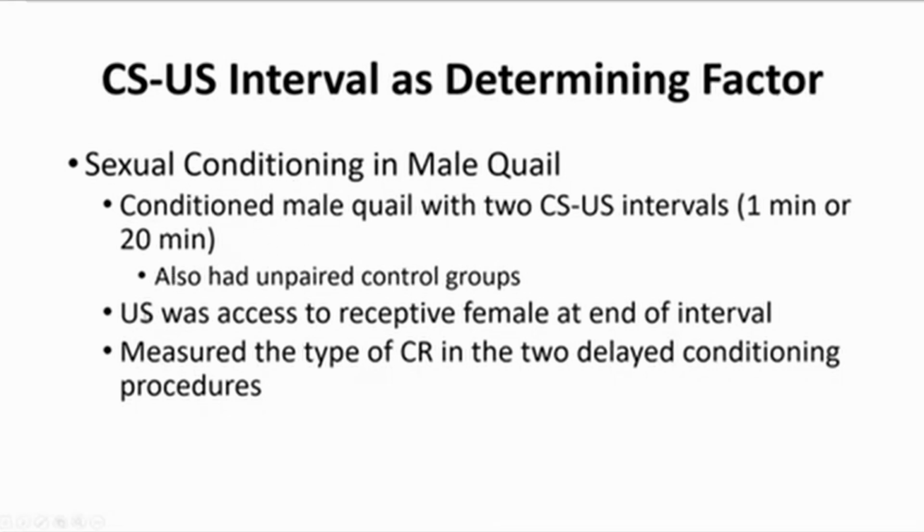As per usual, when it comes to sexual conditioning in male quail, our unconditioned stimulus would be access to a receptive female at the end of that interval. They then measured the type of conditioned response that would be seen more commonly in each of the two delayed conditioning procedures, whether it was a long or a short interval.